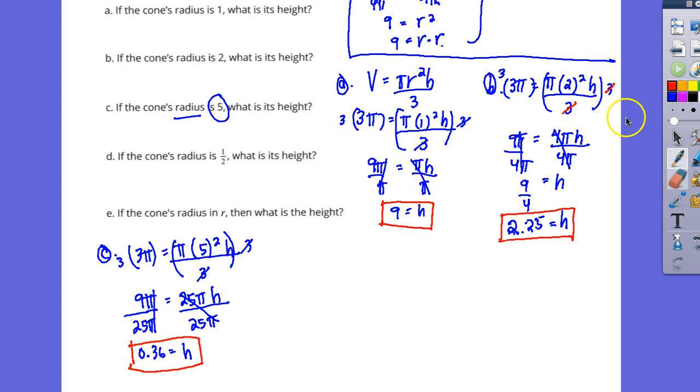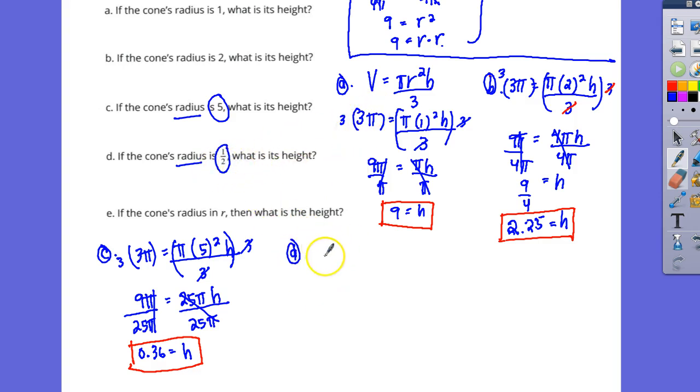Okay, letter D. For this one, the radius is 1/2. What's going to be the height? Think about it. What's your guess? Now, the radius is real small. It's only 0.5. So the height has to be a lot taller than the previous one, right? Because they still have the same volume, but this time the radius is a lot smaller. So let's figure it out.